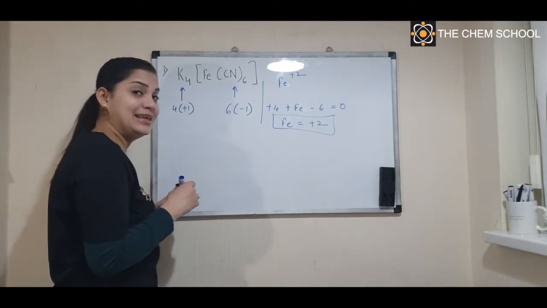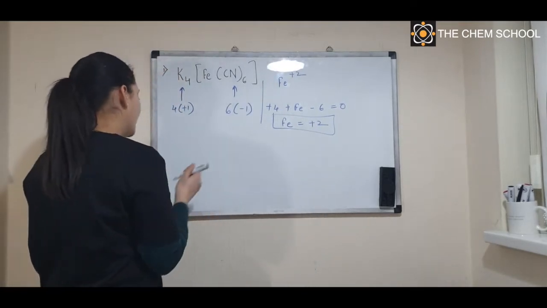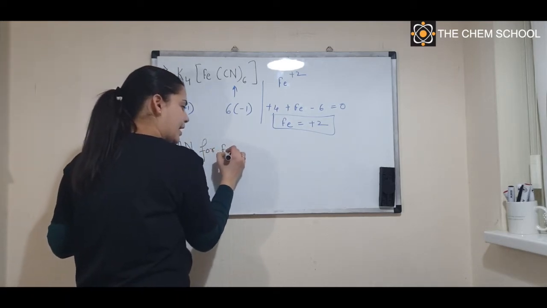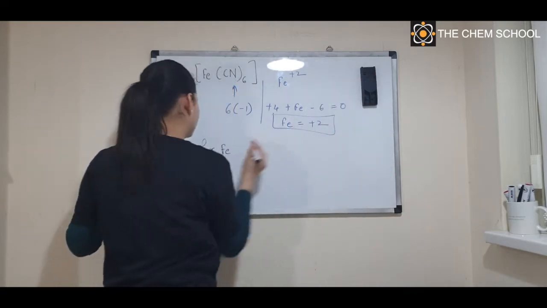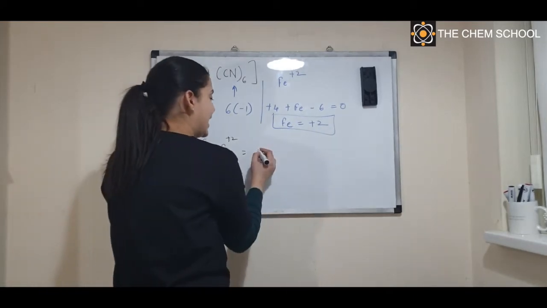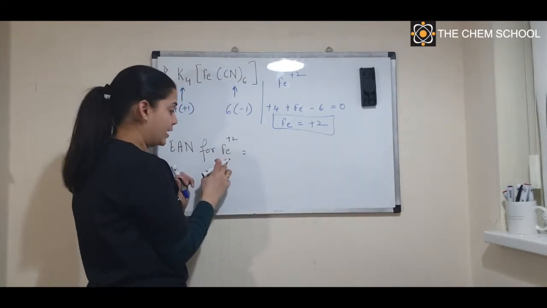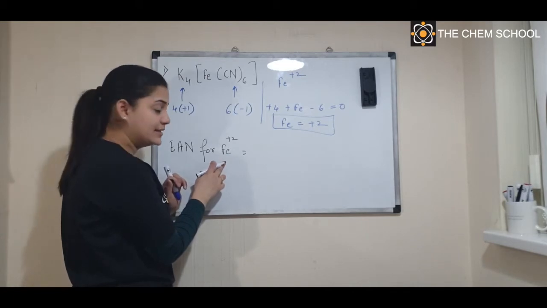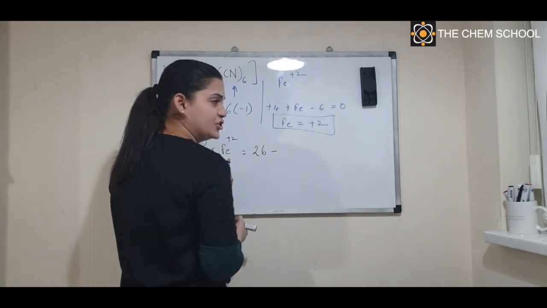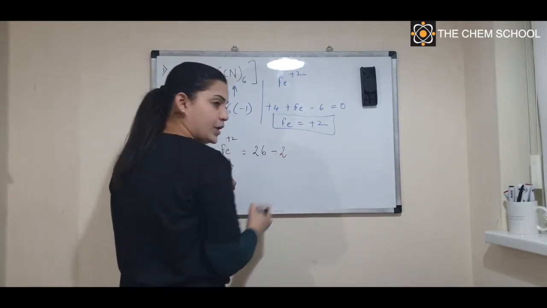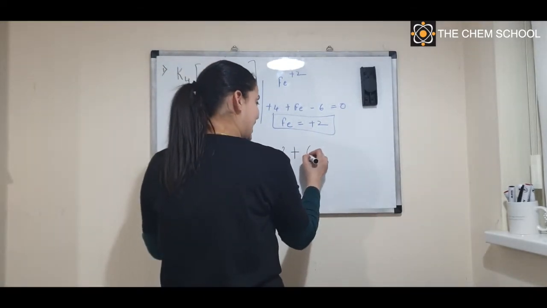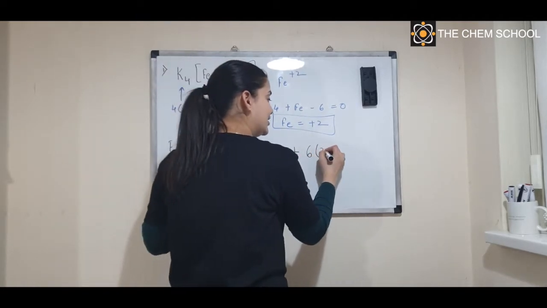So let's calculate the EAN for this complex, okay? We are calculating the EAN for Fe, that is nothing but iron. You can also write Fe plus 2 if you want, your choice. So in this case, first we will take the atomic number, that is Z of Fe, and that is 26, all right, minus the oxidation number, that is 2, plus the number of electrons from the ligands. So you have 6 ligands, that is 6 coordinate bonds, and the number of electrons is 6 into 2.